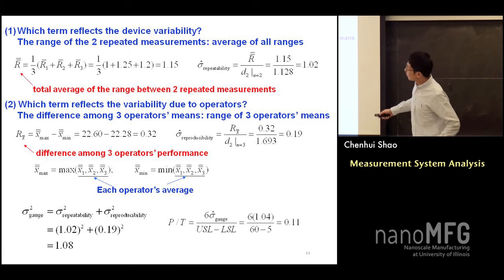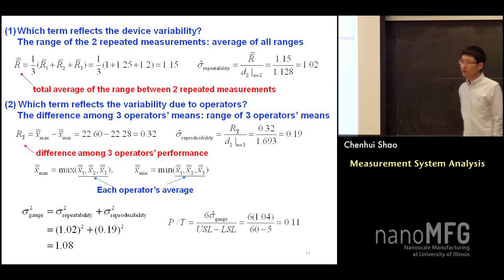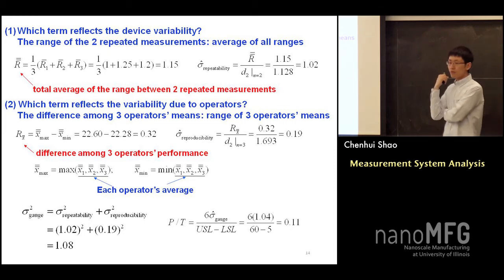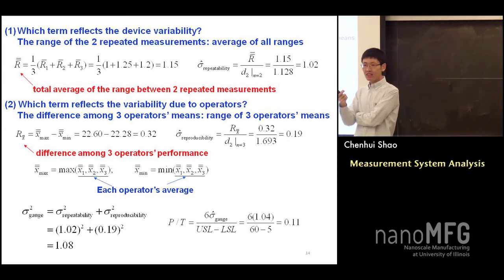Okay. So now, if I want to compare these two, what does the difference between sigma reproducibility and sigma repeatability tell us? So here, obviously, repeatability sigma is much larger than reproducibility. What does this mean? How should we interpret this result? The workers don't measure uniformly. Is it within operator or between operator?